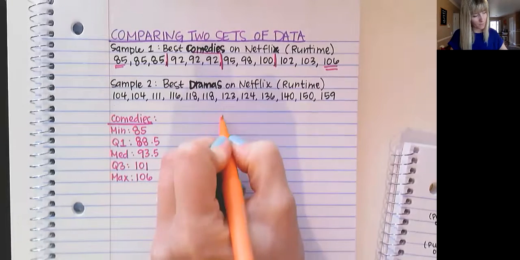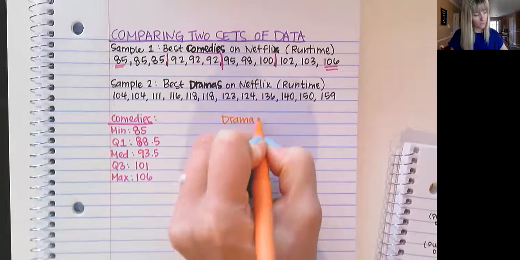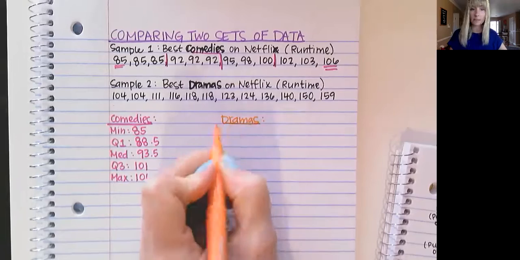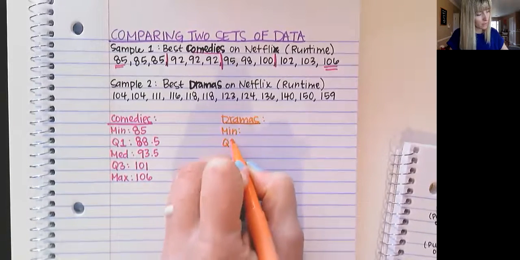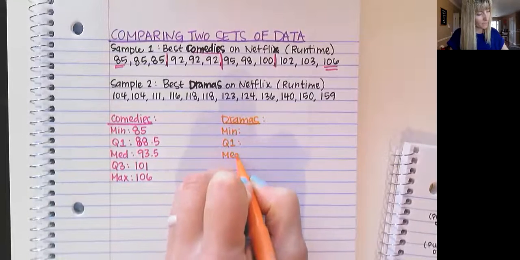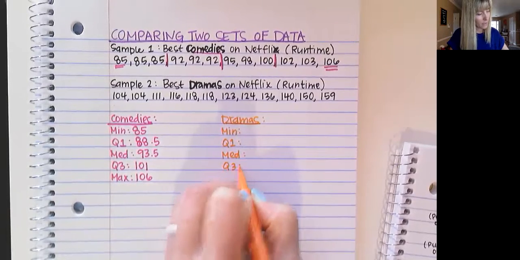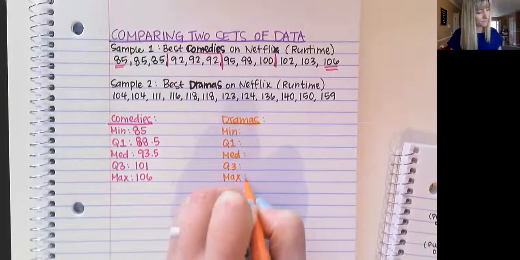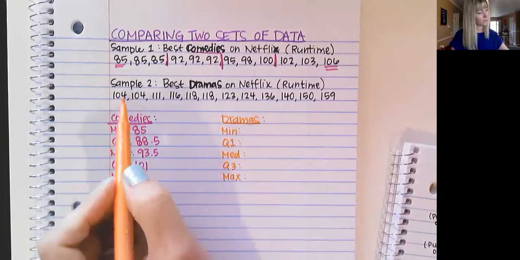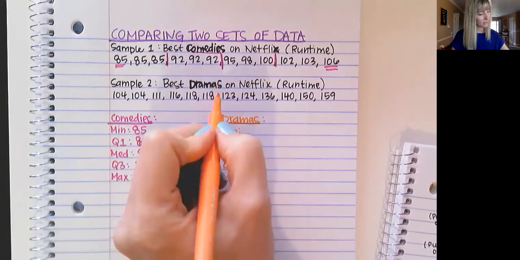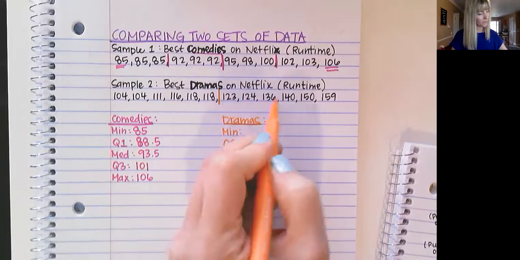Now I'm going to come over here and use a different color for dramas. But I'm going to get the same information. I'm going to get the min, the lower quartile, the median, the upper quartile, and the max. So let's try this again. There's 12 pieces of data here as well. So 1, 2, 3, 4, 5, 6. There's the middle. 1, 2, 3, 4, 5, 6.